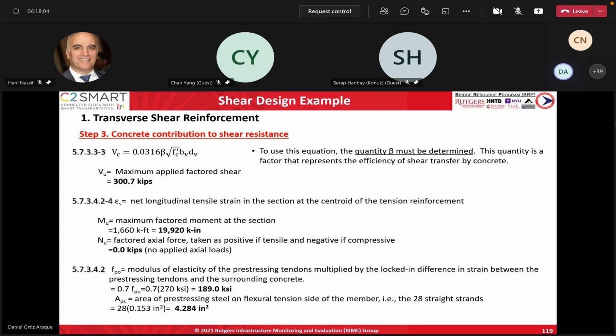For the Aps, we need to use only the area of tendons that are on the flexural tensile side of the section, that is just from 0.5 H to the bottom part of the section. So that's why we only have 28 tendons in this section. And we multiply by the area of the tendons to get the total area.